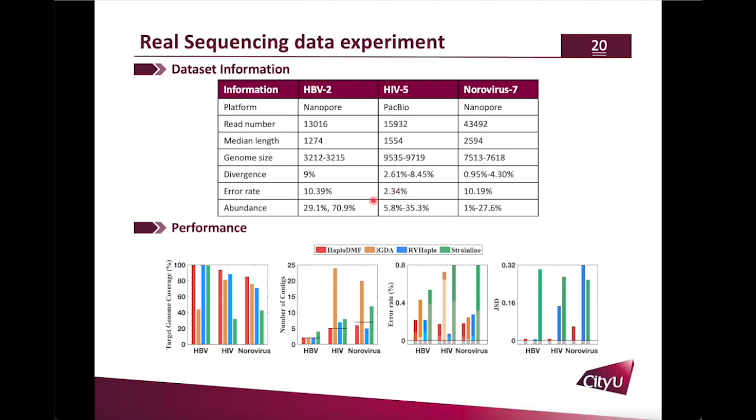On these datasets, HaploDMF has the best performance. It reconstructed 2 HBV haplotypes, 5 HIV haplotypes, and 6 norovirus haplotypes with the highest target genome coverage and the small error rates. The only haplotype it failed to reconstruct is the norovirus haplotype with the abundance of 1%.